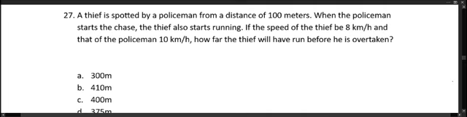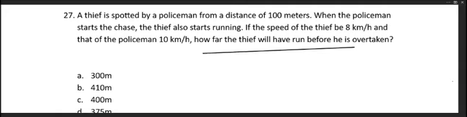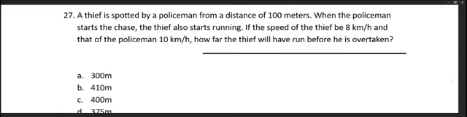Our first question is: a thief is spotted by a policeman from a distance of 100 meters. When the policeman starts the chase, the thief also starts running. The speed of the thief is 8 km per hour and that of the policeman is 10 km per hour. How far will the thief have run before he is overtaken? So let us try to understand it with the help of a diagram.